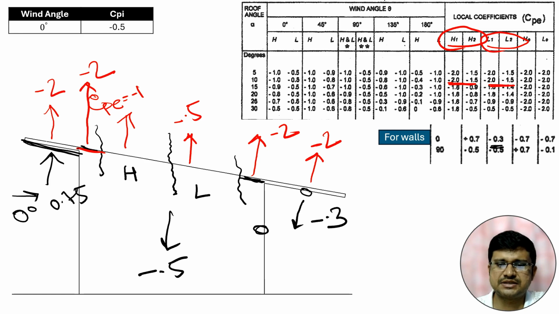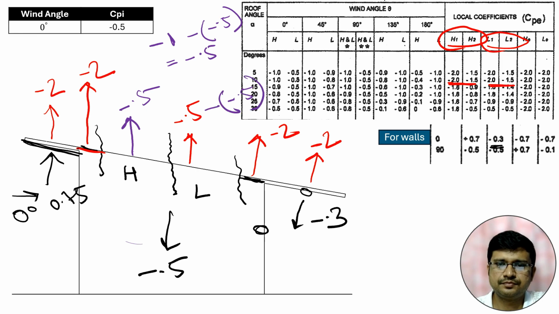So if we clear this image and write the Cp minus Cpi, here Cp is -1. So -1 minus (-0.5) is -1 plus 0.5, so it will be -0.5. So Cp minus Cpi in this zone will be -0.5. Here how much? -0.5 minus (-0.5), so it will be 0. So here in this zone it will be 0. Here -2 minus (-0.5), so it will be -1.5.